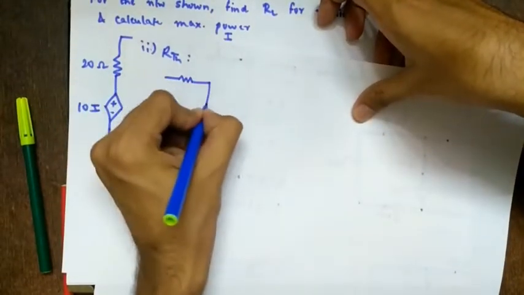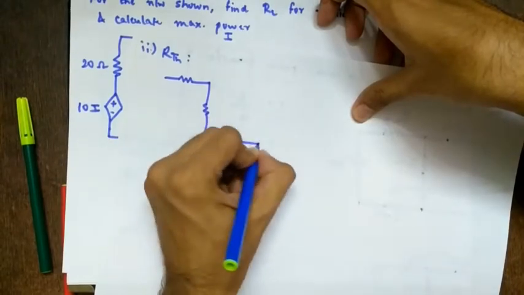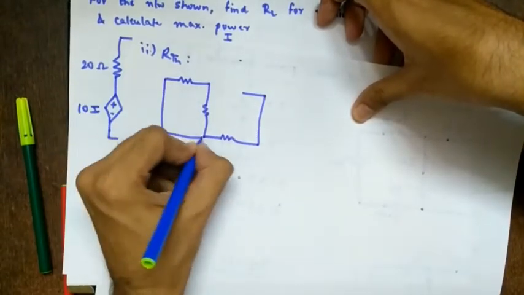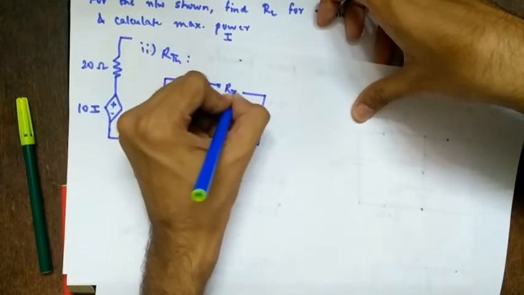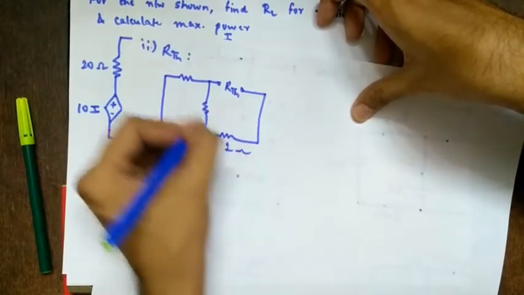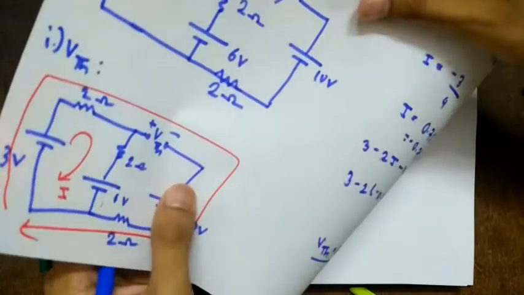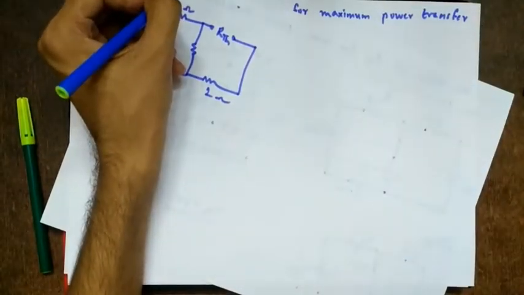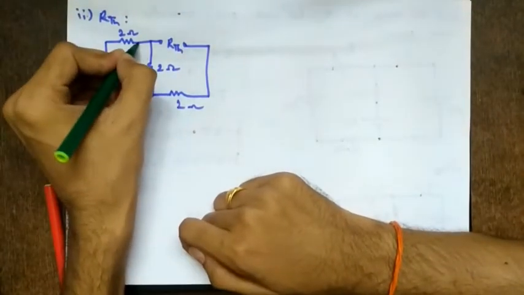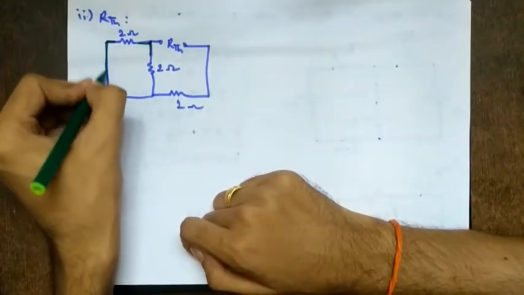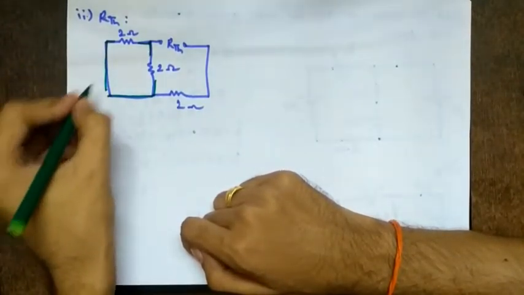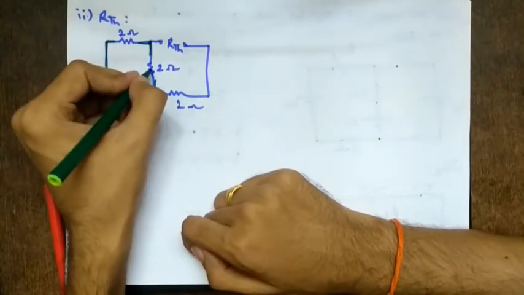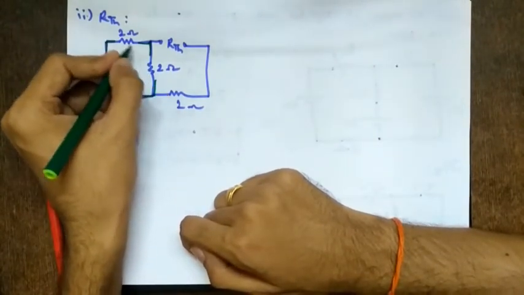So better I'll draw it. So RTH I am finding here. This is 2 ohms. All are 2 ohms. So how will you calculate RTH? You can see these 2 ohms, these 2 ohms terminals, this is the common point and this is the other common point for the other terminals. So these two are in parallel. So parallel 2 and 2, same value, so half of the value will be 1 ohm.